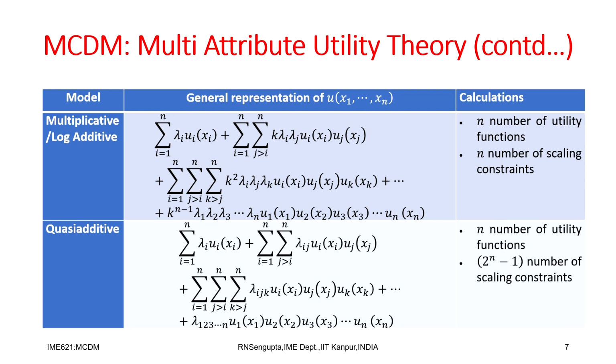The third and the fourth models are considered as the multiplicative, because you multiply the factors, or log additive, and the fourth one is quasi additive. I will come to the utility functions, and also, in the third column, the important points to remember for each.